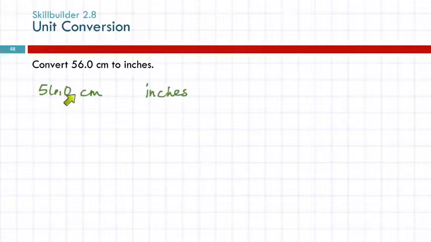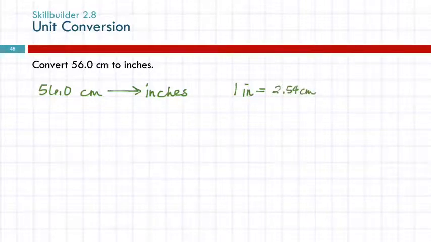So I'm trying to get from centimeters to inches. We do know the relationship, so we can do this in one step. Because 1 inch equals 2.54 centimeters. That, by the way, is an exact conversion, and so we don't have to consider sig figs when we use that.